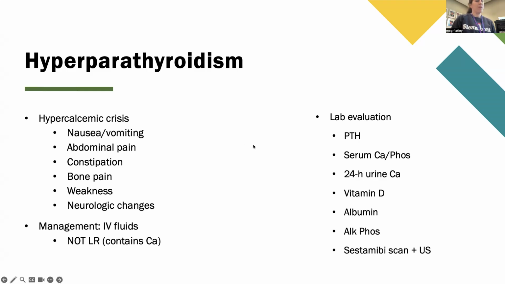When you're evaluating hyperparathyroidism, you want to get a PTH level. You'll get their serum calcium and phosphate. You'll do a 24-hour urine calcium, get a vitamin D level, and then albumin and alk phos. And for imaging, you'll get an ultrasound and a sestamibi scan.